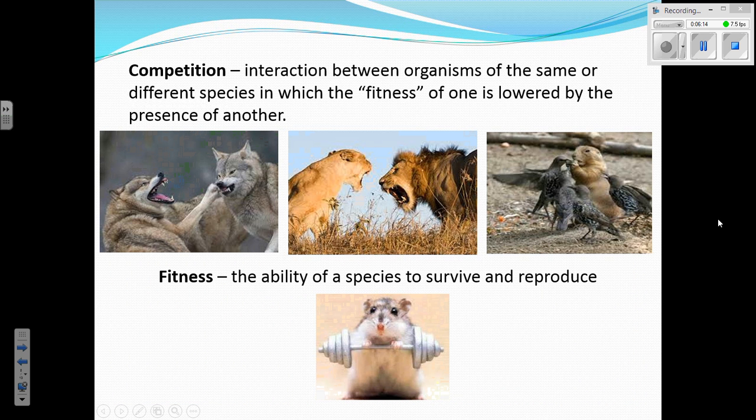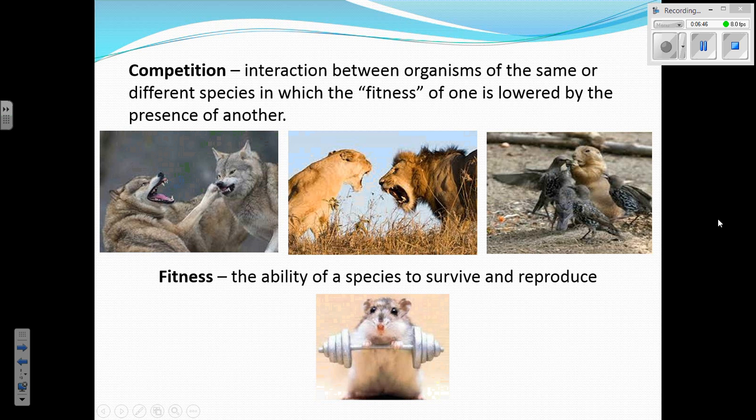Within competition or within communities, there's always competition, an interaction between organisms of the same or different species in which the fitness of one is lowered by the presence of another. When I think of competition, I think of sports. So take basketball, for instance. One team will beat another team just because of how fit they are. They either shoot the ball better, they can run faster, they have more stamina, and so on and so forth.